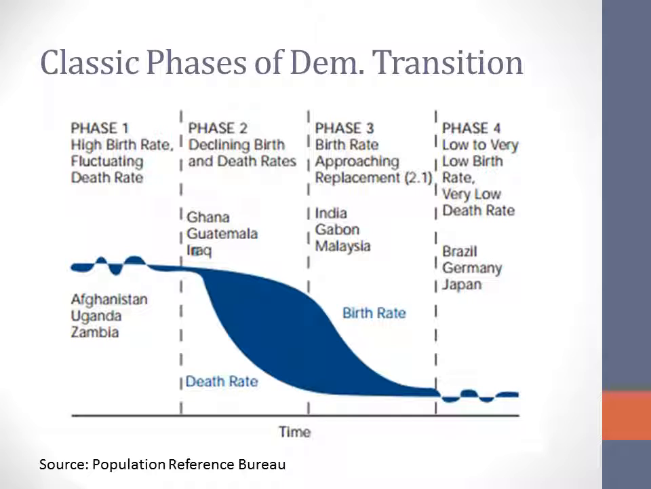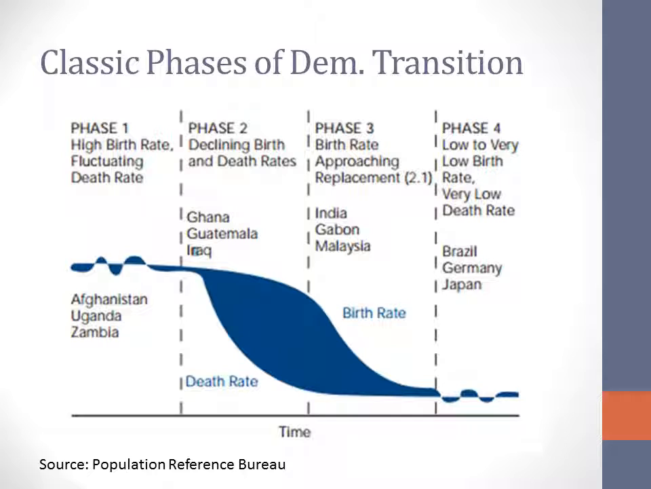These nations all have total fertility levels at 5 or higher children per woman in her lifetime. Ghana, Guatemala, and Iraq have lower birth rates than the first 3 nations. Even so, their birth rates are significantly higher than their death rates. Their populations are expected to continue to grow for several decades. India, Gabon, and Malaysia are in phase 3 of the demographic transition, getting closer to replacement level fertility, which is indicated at 2.1 children per woman. Their birth rates are declining, but they still are growing.